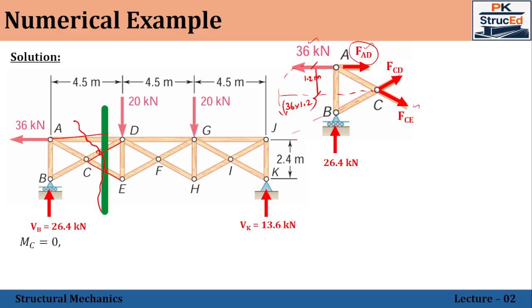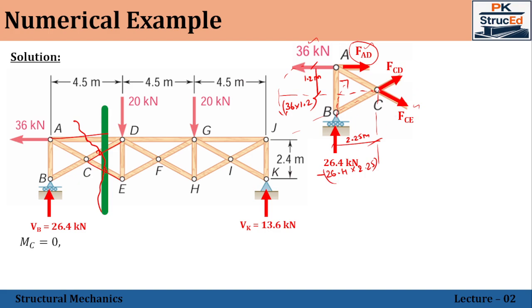Now, this 26.4 kN, that is VB, also tends to create a moment about the point C. So it will tend to rotate in the clockwise direction. The horizontal distance from B to C: the total from B to D is 4.5, half of this distance will be 2.25 meter. Therefore, the moment created by this 26.4 will be minus 26.4 into 2.25.